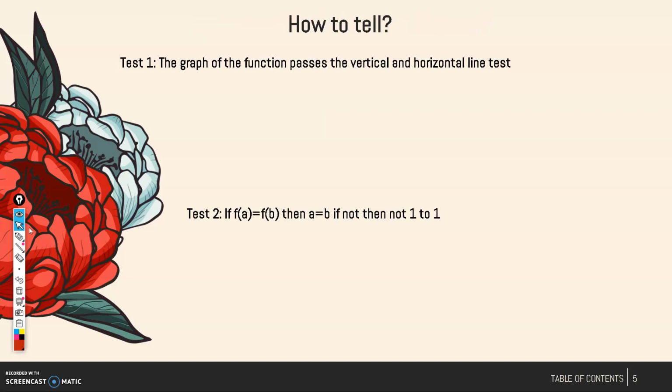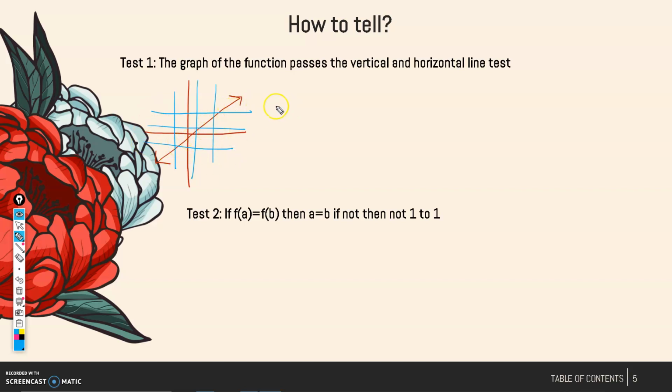How can we tell if we have a one-to-one function? Well, the test is a graphical test. It needs to pass the vertical and the horizontal line test. If we look at just a regular linear function, notice a linear will pass the vertical line test. We will only hit the function exactly once at any vertical line. And now it also passes the horizontal line test. It only hits the function exactly once. So it passes the vertical and horizontal line test. That thing is a function.